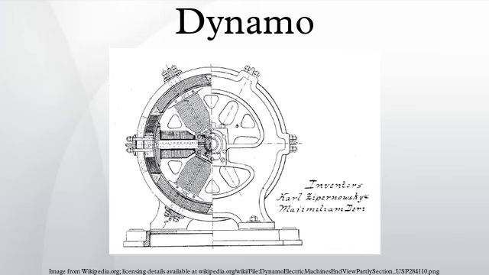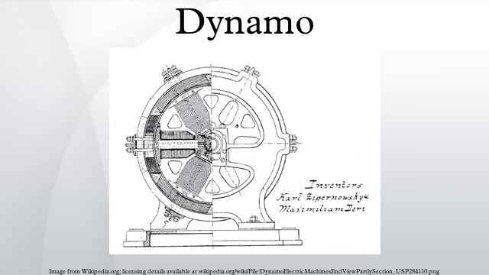Zénobe Gramme reinvented Pacinotti's design in 1871 when designing the first commercial power plants operated in Paris. An advantage of Gramme's design was a better path for the magnetic flux, by filling the space occupied by the magnetic field with heavy iron cores and minimizing the air gaps between the stationary and rotating parts. The Gramme dynamo was one of the first machines to generate commercial quantities of power for industry.